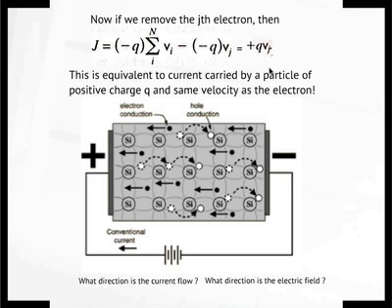Okay, so the hole current is equivalent to current carried by a particle of positive charge Q and the same velocity as the electron. So that's the model we need to use. Electron is straightforward.